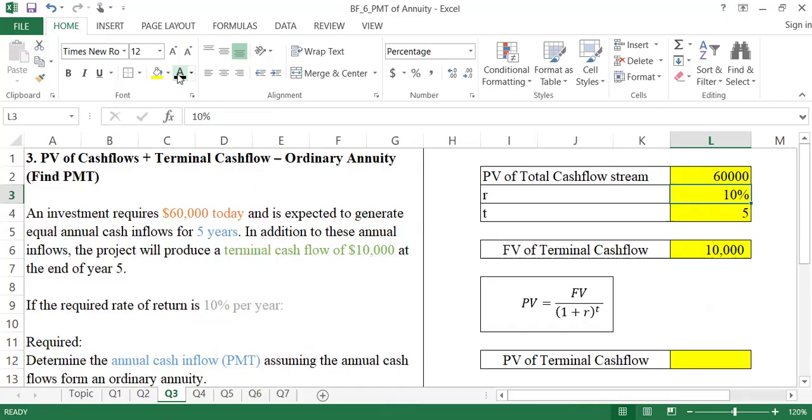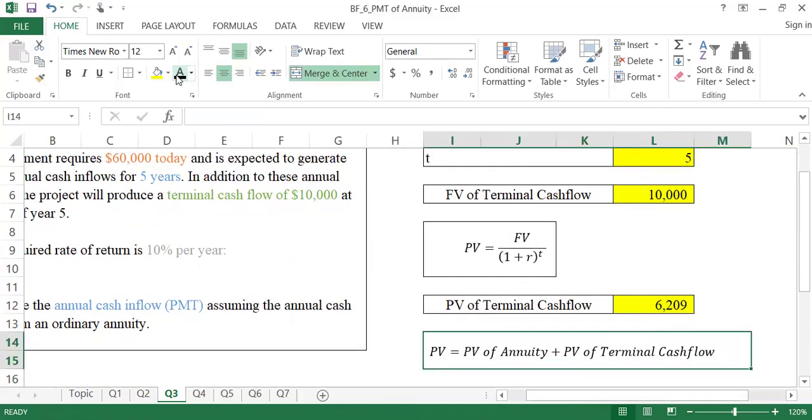Now, when you have a terminal cash flow, the first thing you have to do is find the present value of the terminal cash flow. Since it is only one payment, FV of 10,000 divided by 1 plus R of 10% to the power 5 years, we can find the present value of this cash flow of 6,209.